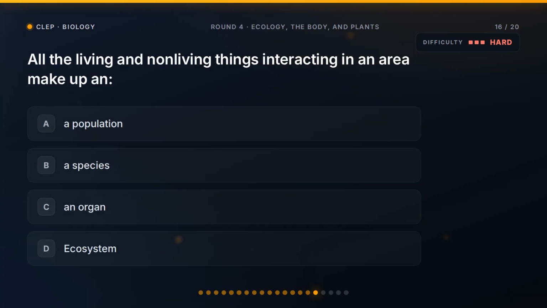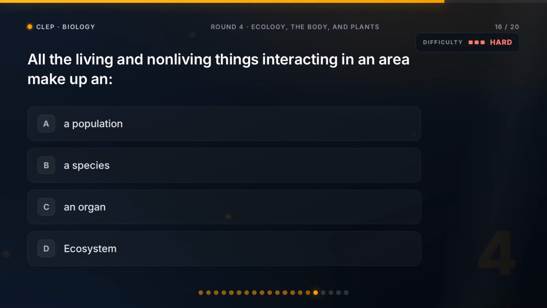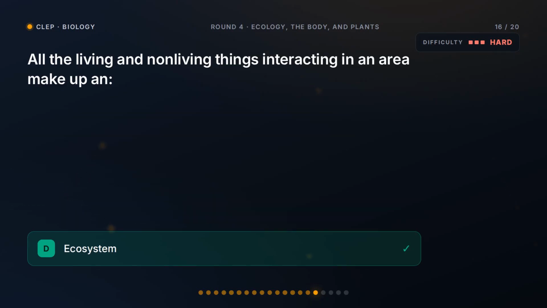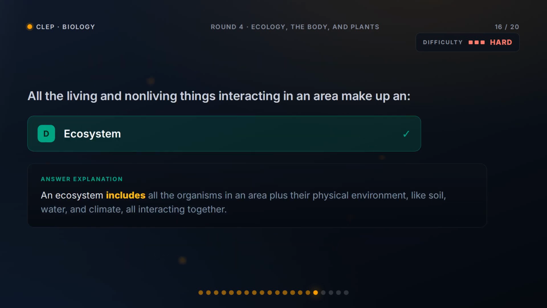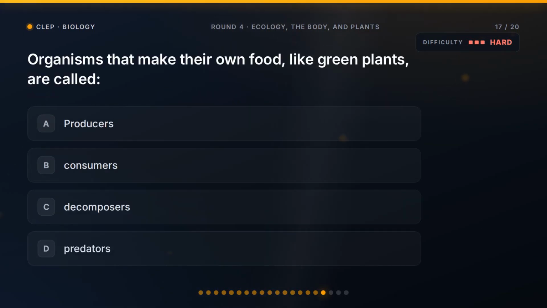Question 16. All the living and non-living things interacting in an area make up a A. Population. B. A species. C. An organ. D. Ecosystem. The answer is D. Ecosystem. An ecosystem includes all the organisms in an area, plus their physical environment, like soil, water, and climate, all interacting together.